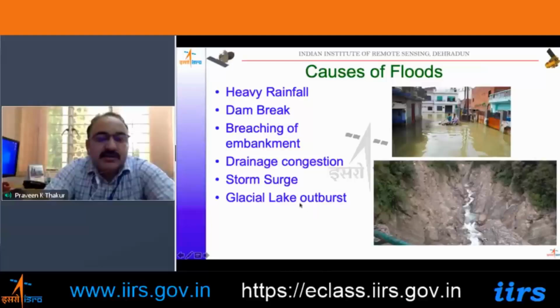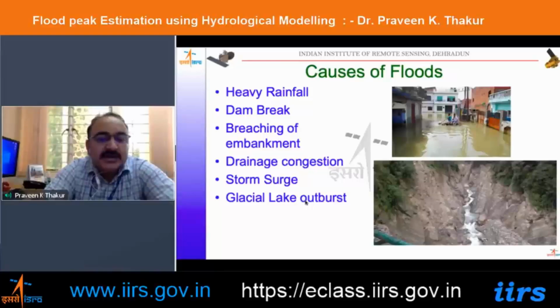Then in mountainous regions these days, we have seen a lot of glaciers melting fast due to long-term climatic changes. Once they vacate their ice at the end of their snout, that area is taken by a glacial lake. This glacial lake is usually formed at the moraine, which is the unconsolidated material usually transported by the glaciers. Those can breach and cause flooding.